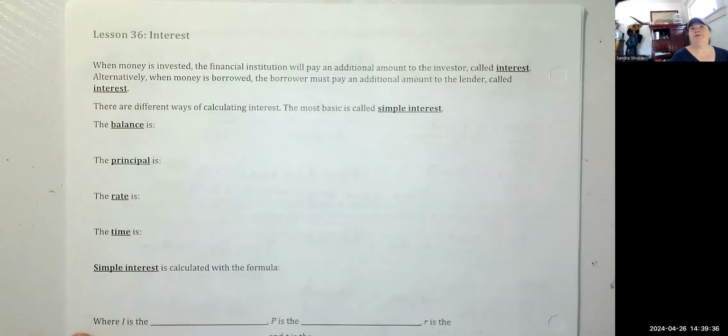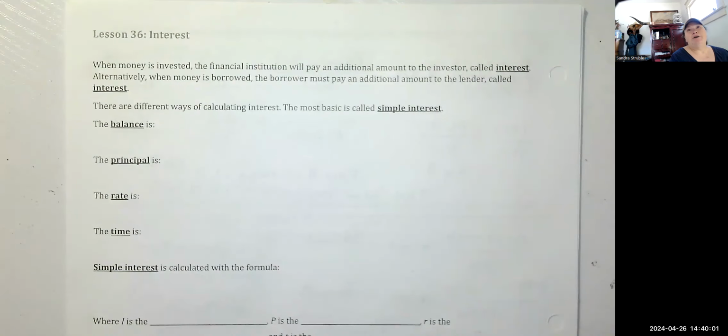Hey, y'all, let's cover lesson 36, and this is interest. When money is invested, the financial institution will pay an additional amount to the investor. It's called interest. Alternatively, when money is borrowed, the borrower must pay an additional amount to the lender, and it's called interest. Okay, either way, somebody's paying on the money that is either being borrowed or invested.